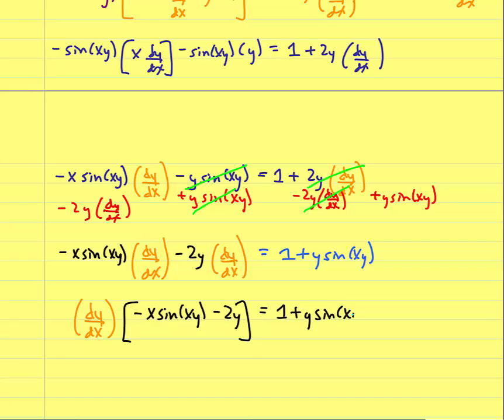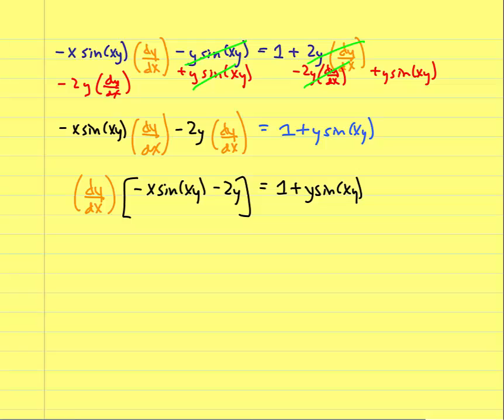Now a couple things here, I think I've said this a lot, but please make sure that you always put parentheses around the arguments of your trig functions, because if you don't, it gets really complicated as to what's part of the trig function and what's not. Now to finish this off, if I want to solve for dy/dx by itself, I could divide both sides through by negative x sine(xy) minus 2y. The minus 2y is not part of the trig function, so we don't write it like this. We have to make sure that we put parentheses around the trig function only.